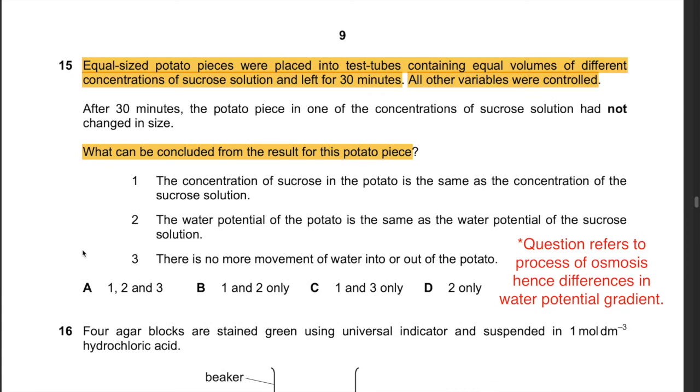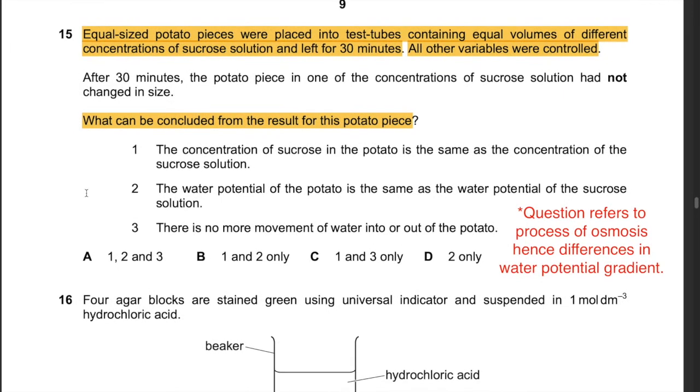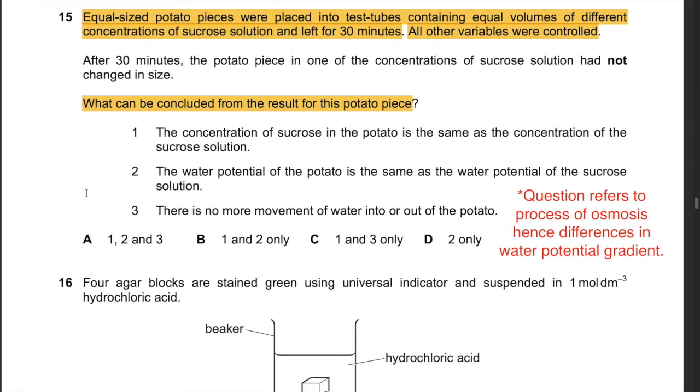Question 15. Equal sized potato pieces were placed into test tubes containing equal volumes of different concentrations of sucrose solution and left for 30 minutes. All other variables were controlled. After 30 minutes, the potato piece in one of the concentrations of sucrose solution had not changed in size. What can be concluded from the result for this potato piece?